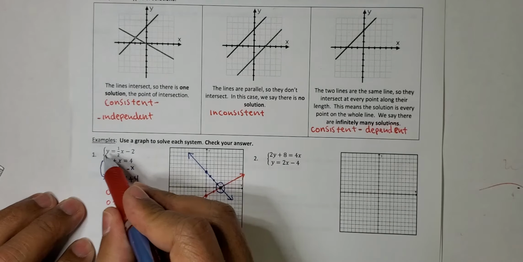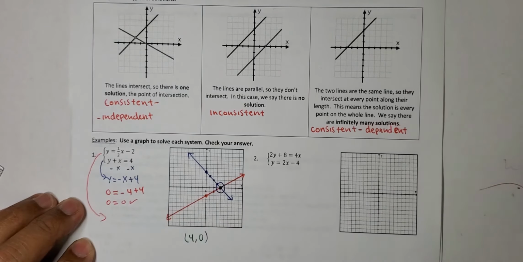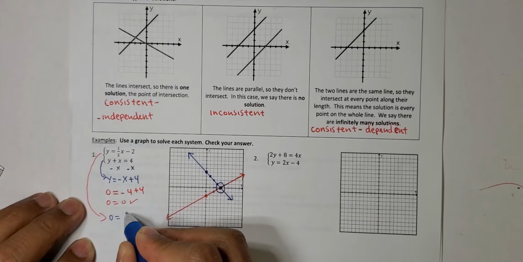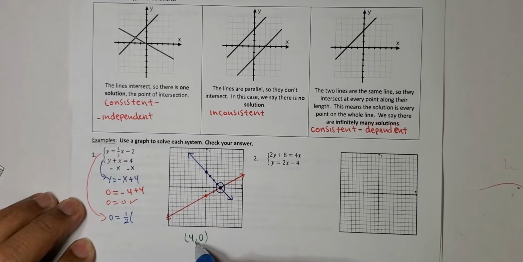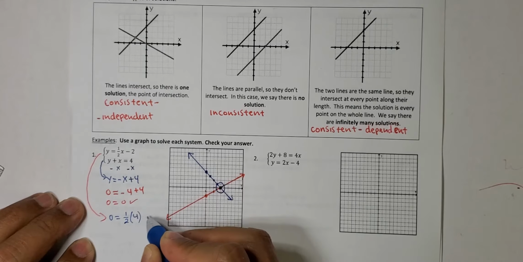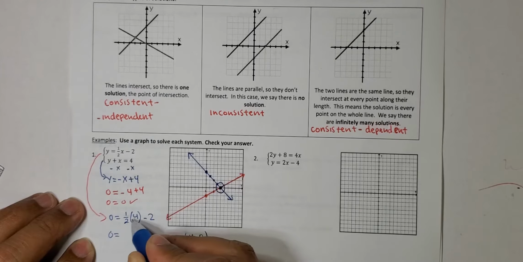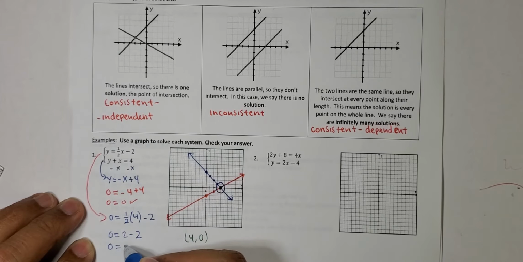So I'm going to do the same thing with this one here, and I'll do this one with blue. So this one is going to be 0 equals 1/2, the value of x is 4, and then we are going to subtract 2 on this one. So this is 0, and this is half of 4, that's going to be 2. And 2 minus 2 is equal to 0.